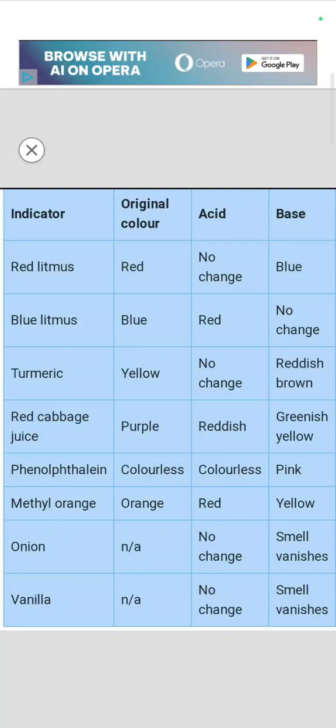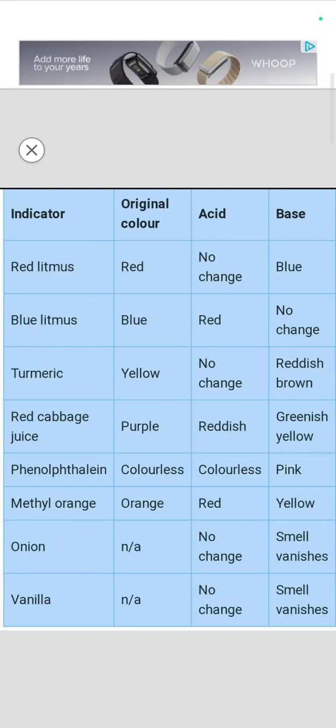And then blue litmus, the original color is blue. In neutral solution, it remains blue. But in acid, the blue litmus turns red. But in base, the blue litmus remains blue. No change is there. Talking about turmeric, the original color is yellow. In neutral, no change. In acid, no change. But in basic solution, the turmeric changes to reddish brown color.